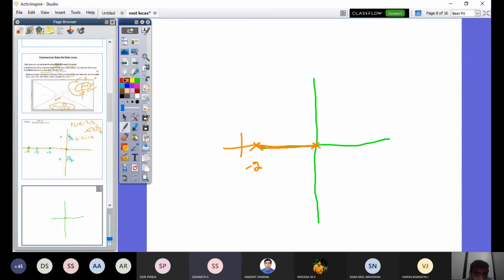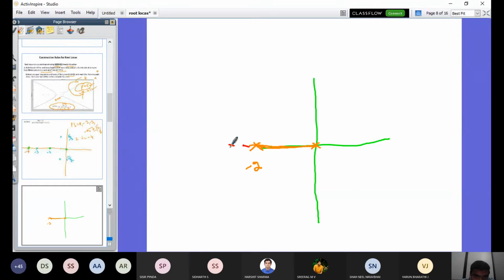Yes, sir. Okay, so now I will highlight it in red color. From this point to the next pole and zero there won't be a root locus. There won't be any root locus. I will put it in dotted line. Able to understand?